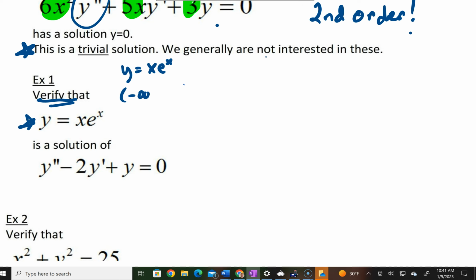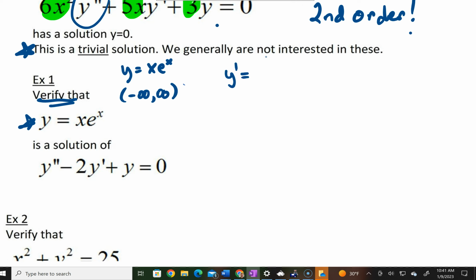Now, first of all, I guess what I want to tell you is that this thing is valid from negative infinity to infinity. There is no discontinuity. There are no breaks in the continuity of the function. So if we're going to talk about an interval of solution, and we will, we're going to say this is valid from negative infinity to positive infinity. Well, how do we verify? Tell you what, you better get a first derivative.